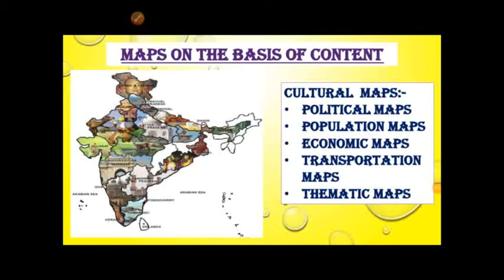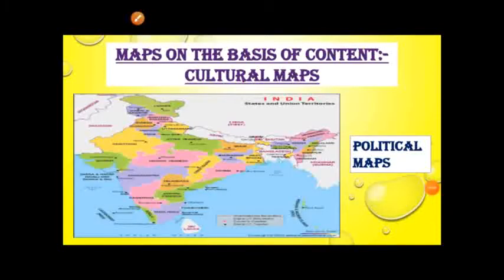Cultural maps show the man-made features. The types of cultural maps are political maps, population maps, economic maps, transportation maps, and thematic maps. Political maps show the administrative divisions of a country, state, or district.